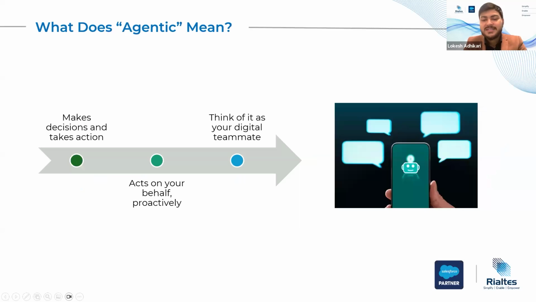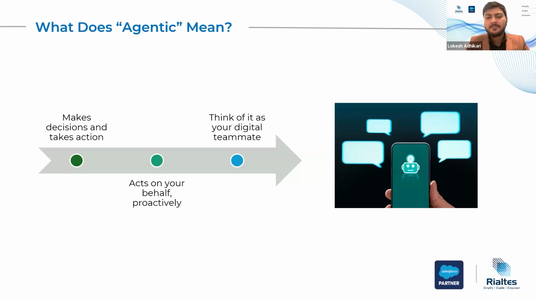Now, what does agentic actually mean? An agentic system doesn't just respond, it acts. It can make decisions, take steps on your behalf, and even anticipate what needs to happen next. Agentforce is built with agentic principles in mind. That means it can proactively carry out tasks, recommend next best actions, and help you move work forward. Think of Agentforce not as a passive tool, but as a digital teammate. It understands context, it will take initiative, and helps you be faster and more effective.